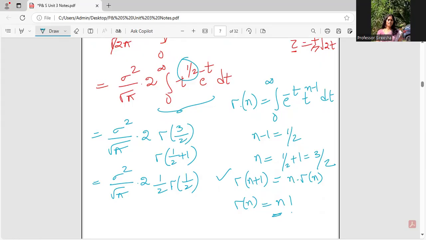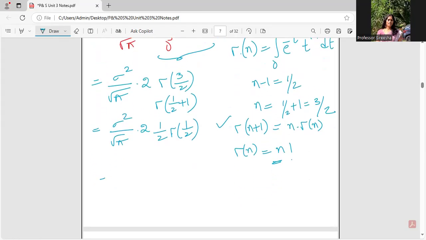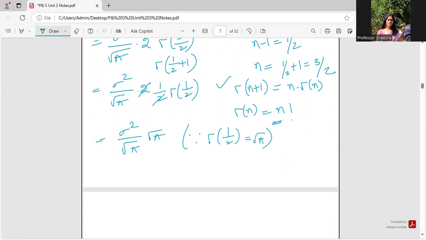I've already mentioned in the previous video what the value of gamma of 1 by 2 is. Sigma squared by root pi, guys. This 2 and this 2 get cancelled off. Gamma of 1 by 2 value would be root pi. I've mentioned and proved it in my previous video for the mean of the normal distribution, so do check my previous video. So these two get cancelled off, and I'll have sigma squared to be the variance of the normal distribution. Fine. This is how I will prove the variance of the normal distribution. Let's see some problems on normal distributions in the next video.